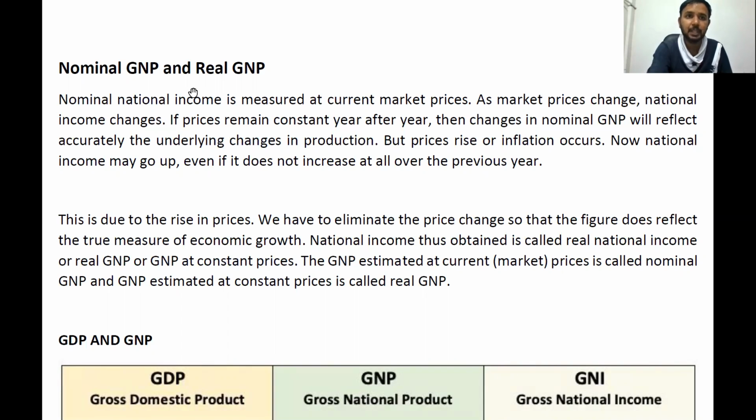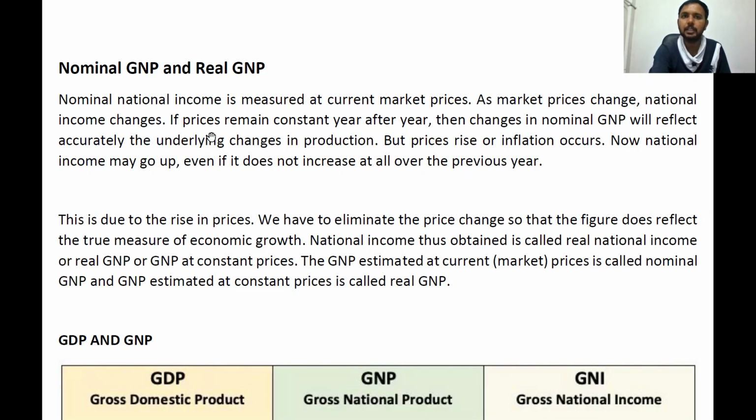So I will read it: nominal national income is measured at current market price. As market price changes, national income changes. As we have got the national income from the multiplication of total production of goods and services with the current market price, when the price changes, we will also get a change in national income, because when the price increases, we will get increased national income, and when the price decreases, we will get decreased national income. So with the change of the price, there will be a change in the national income.